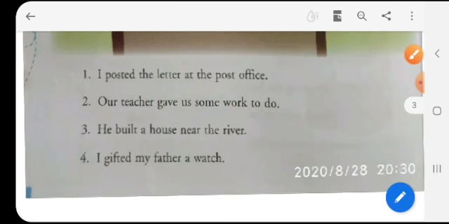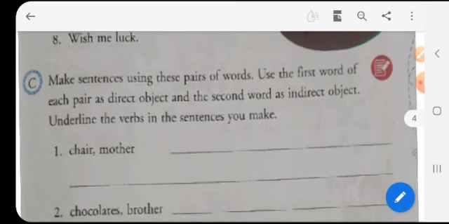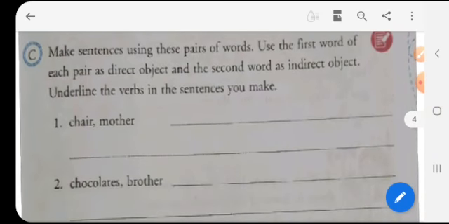Now we will move further. This is the exercise that you have to cover. Make sentences using these pairs of words. Use the first word of each pair as the direct object and the second word as the indirect object. Underline the verbs in the sentence you make. So use a verb which will have the direct and the indirect object given here. The chair is the direct object, mother is the indirect object.